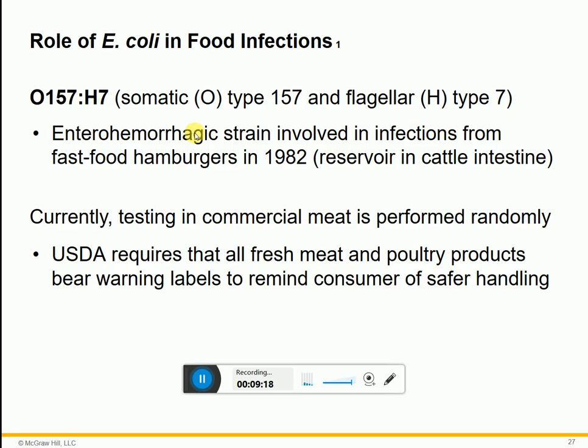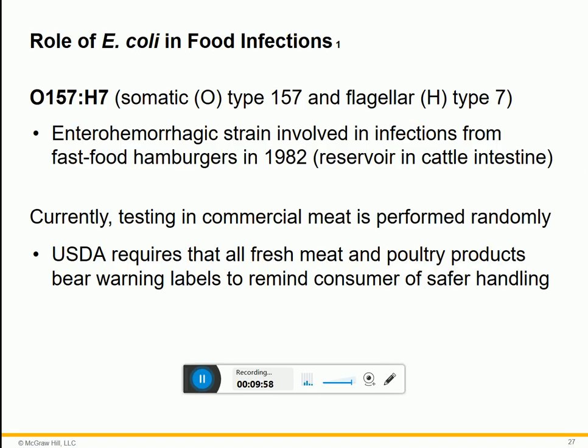It is an enterohemorrhagic strain that was involved in infections from fast food hamburgers in 1982. It was McDonald's. Okay, just another reason not to eat it. And then when tracking the source of the E. coli infection, it was found to be the cattle intestine. Okay, so obviously they weren't disinfected properly, and then they ended up in these burgers, and people got sick from it. Okay, unfortunately, this did not lead to proper preparation of meat and poultry.